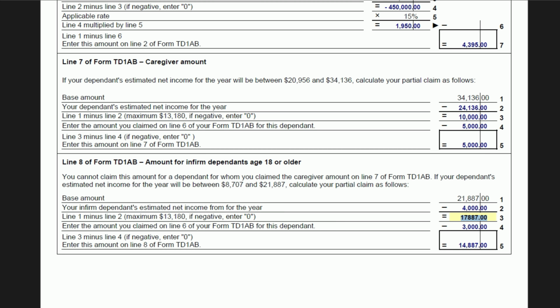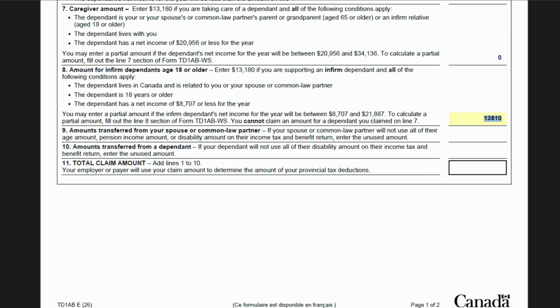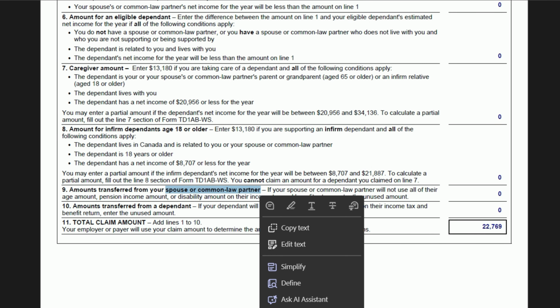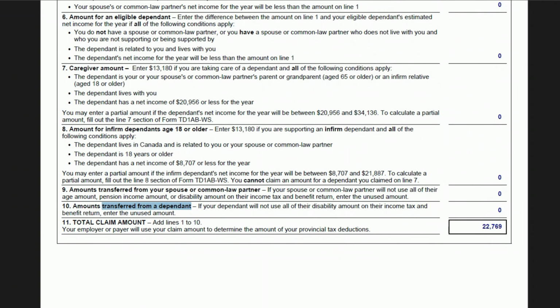And then considering I look at line 6 and line 6 has an entry of $3,000. Whatever value shows up in line 6, that has to be entered here. And then the difference between both gives you the amount. That is the amount that will go here. And if it is more than 21,887, in that case, you will enter 0. Line 9 and 10: line 9 is for the spouse or common law partner, and line 10 is for the dependent.